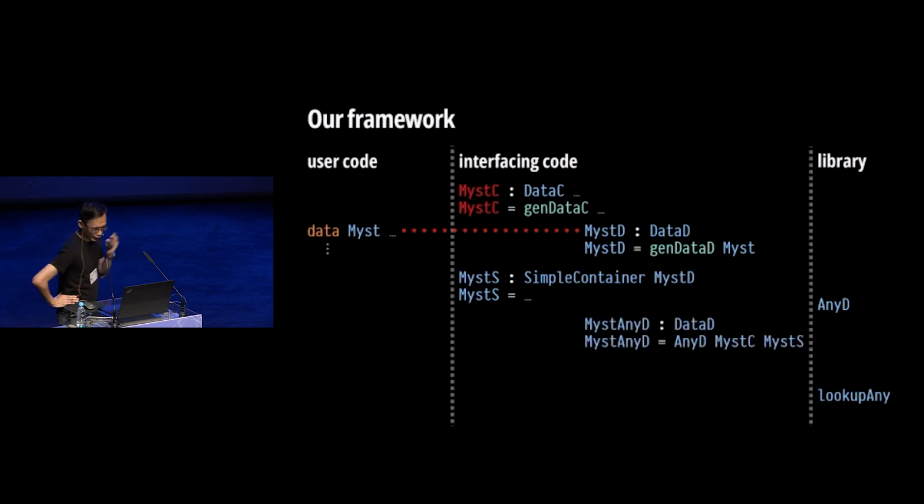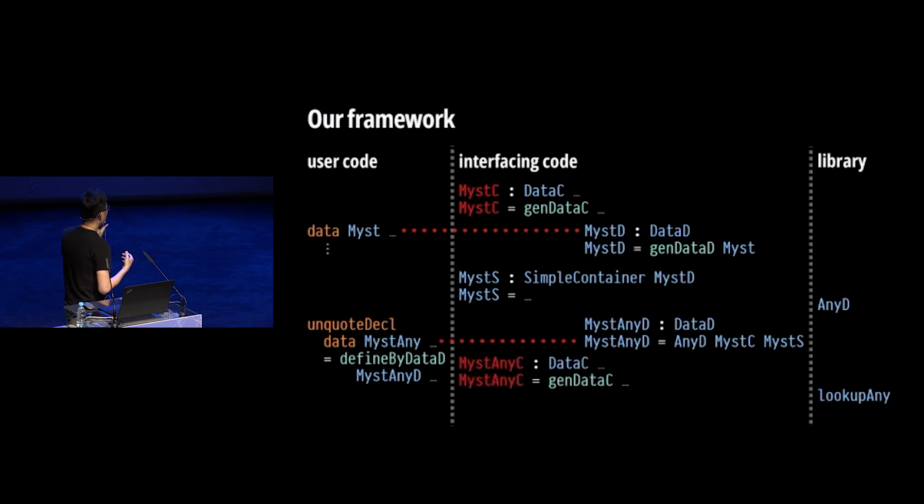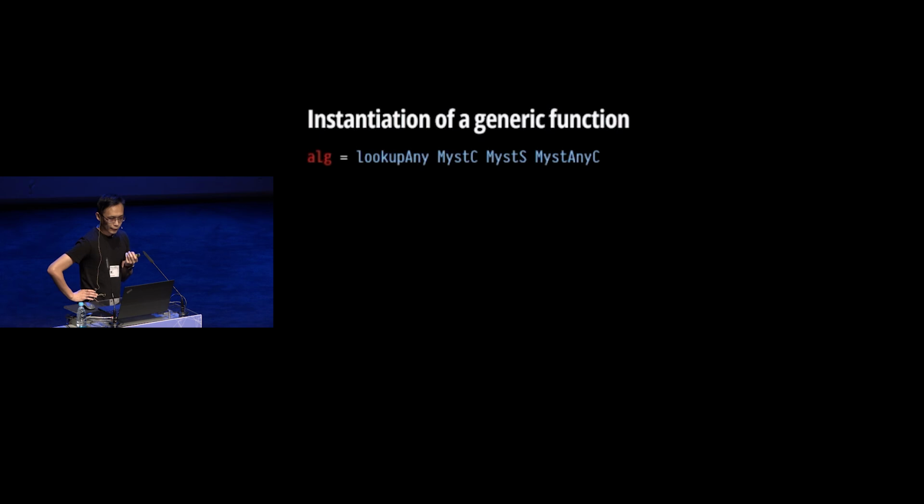So now we can invoke NED. That's the description of the MIST-NE data type, which we can turn into an actual data type, a native data type, by another macro defined by DataD. Usually we can stop here, but if you want to continue to do more instantiations, then we should establish connection here as well, so that, for example, lookup any can be instantiated for MIST-NE. Right. So actually, I want to talk about this instantiation of lookup any as well, because it's kind of interesting.